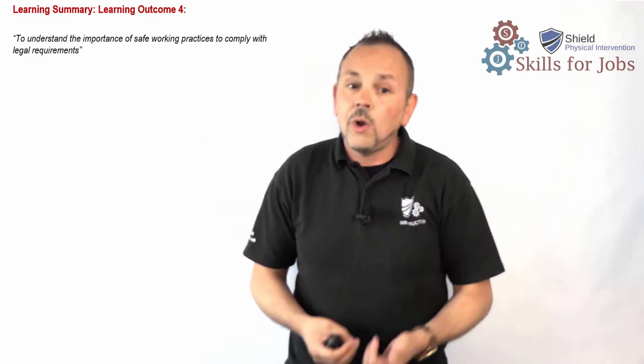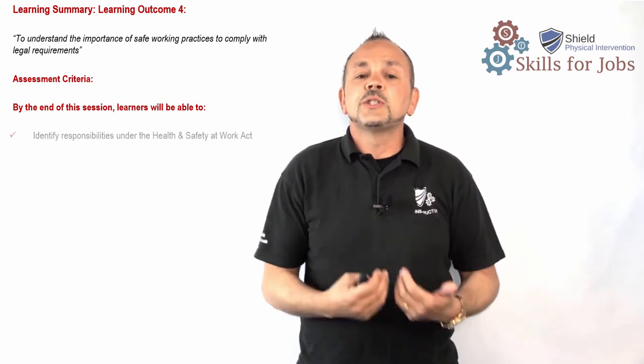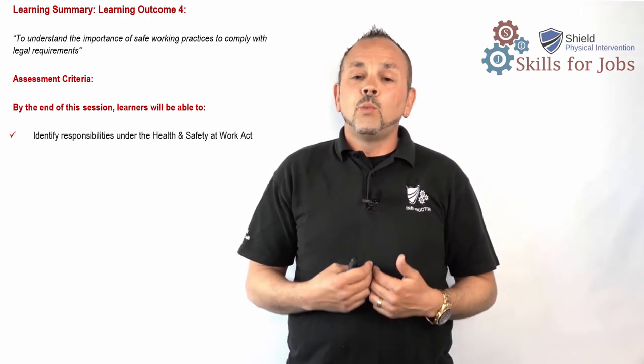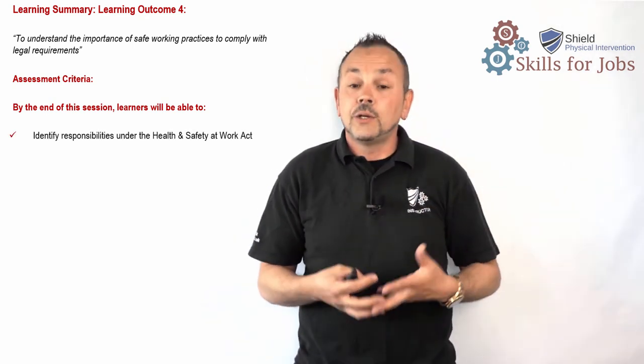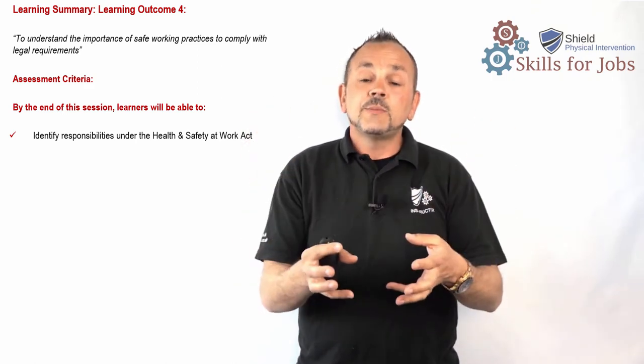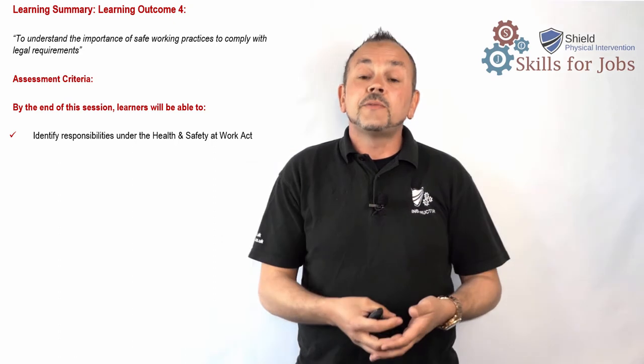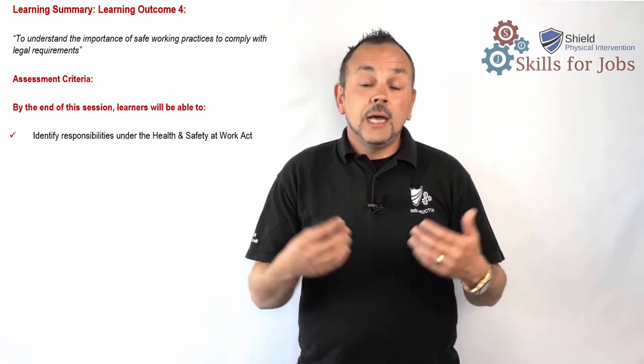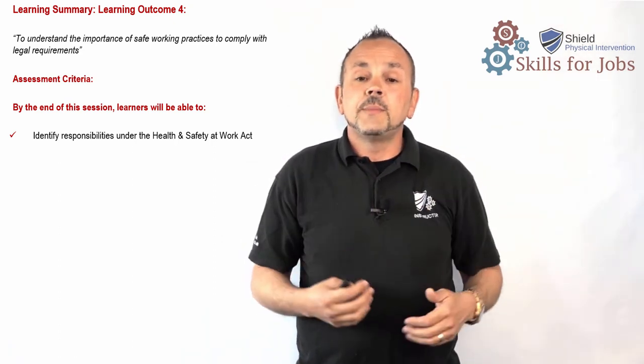That achieves this learning outcome, and the learning outcome was to understand the importance of health and safety practices to comply with legal requirements. Let's have a quick squiz through those assessment criteria just to see that we've covered those points. So identify the responsibilities under the Health and Safety at Work Act. The Health and Safety at Work Act 1974 puts an obligation on employers to conduct risk assessments, provide personal protective equipment for their employees, and of course look after people as they come into the premises.